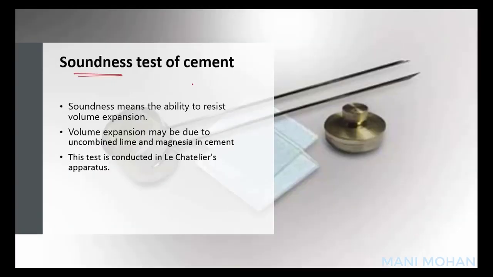Soundness test of cement. What is soundness? Soundness is a quality that indicates that the cement paste, once it has set, does not undergo an appreciable change in volume. If your cement is unsound, it can lead the concrete to crack. Now, why cement becomes unsound? It is becoming unsound because of uncombined lime and magnesia in cement. Volume expansion may be due to uncombined lime and magnesia in cement. This test is conducted in Le Chatelier's apparatus. Now here in the background you can see you have a Le Chatelier's apparatus.